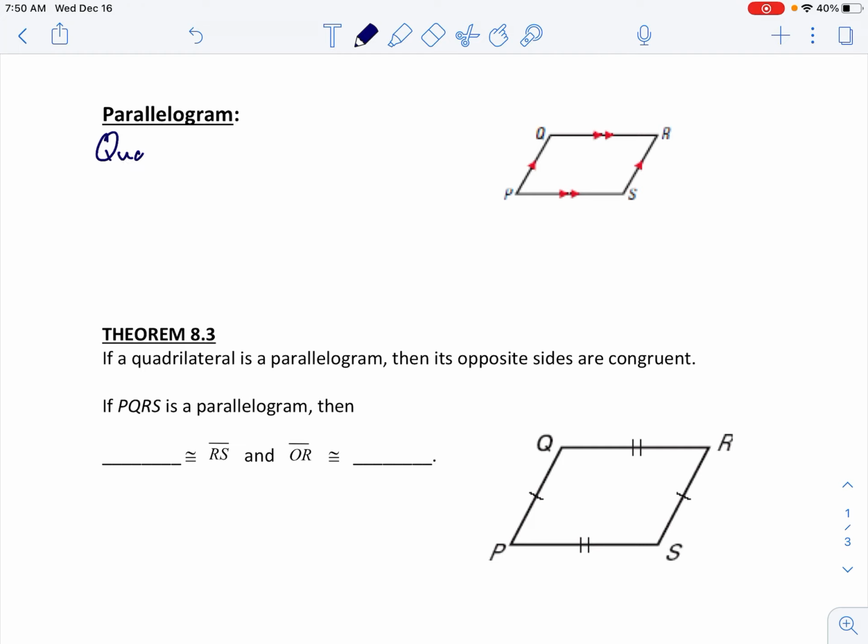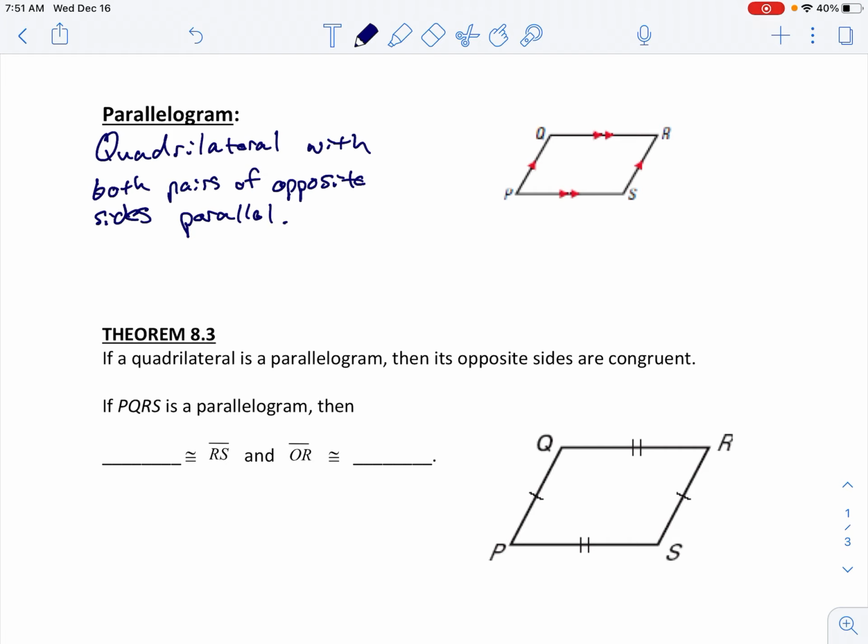So I'm going to start by saying it is a quadrilateral, which again is a four-sided polygon. And it's a quadrilateral with both pairs of opposite sides parallel. I hate it when I have to write so much.